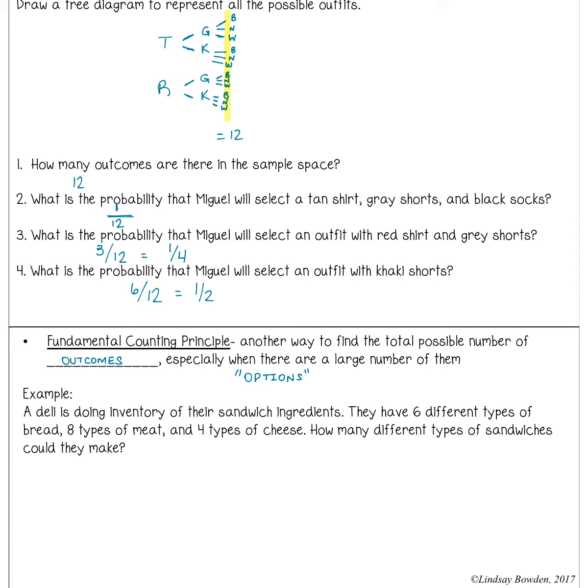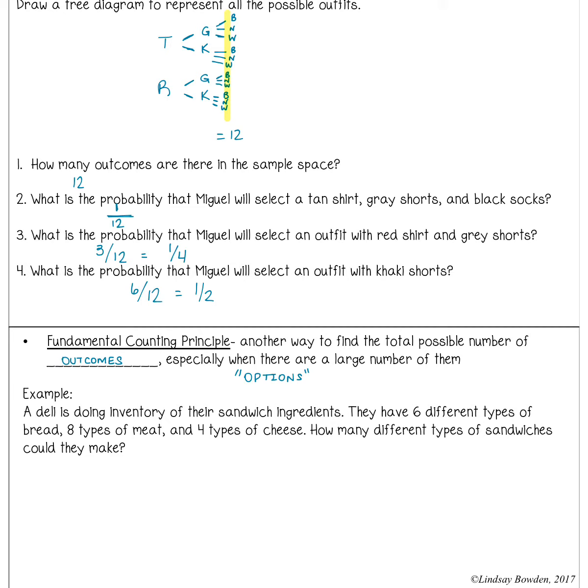So a deli is doing inventory of their sandwich ingredients. They've got 6 types of bread, 8 types of meat, 4 types of cheese. How many different sandwiches can they make? Now you can make a tree. We can list out our 6 types of bread and do 8 types of meats for each type of bread and 4 types of cheese for each type of meat. But rather than do that, we're going to use the fundamental counting principle.